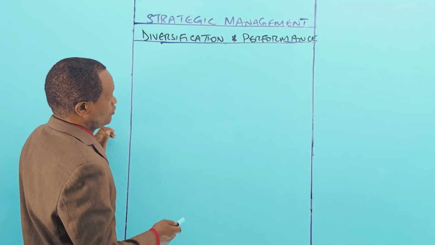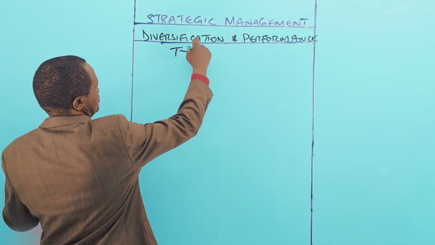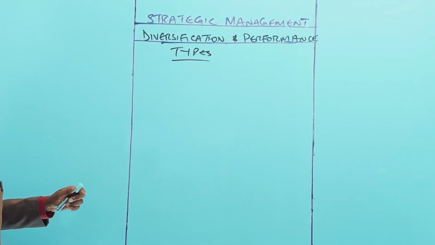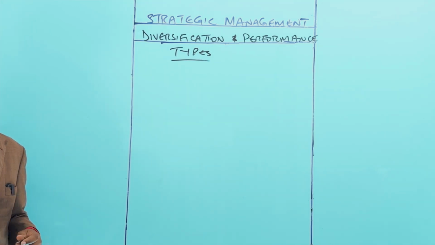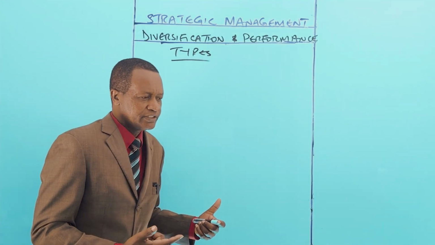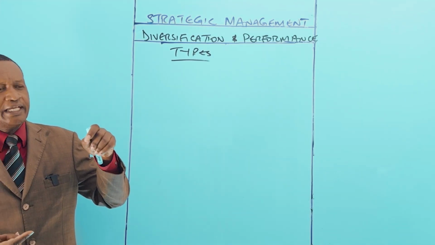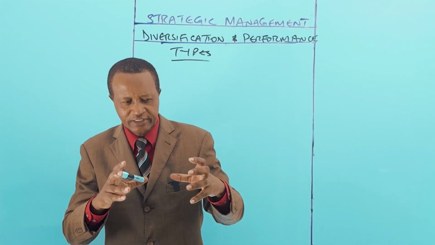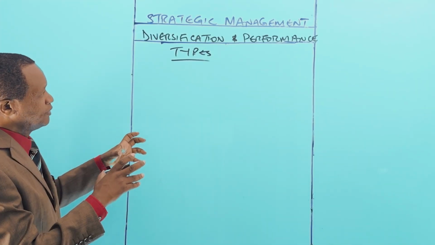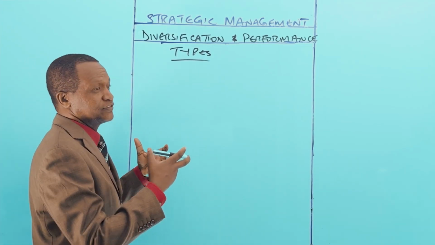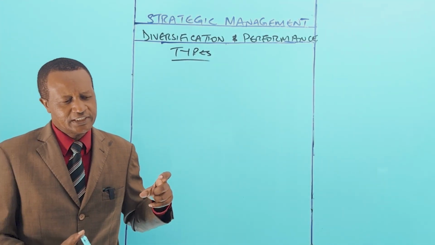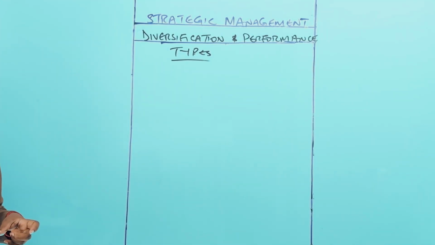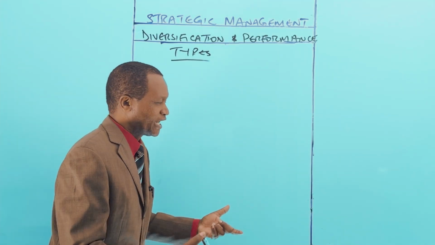So what are the types of diversification? Diversification strategies are classified based on how the new business fits with the existing one. If you are to diversify into a new business, how does it fit into the existing business? That is how the diversification is classified. How does the new business fit into the existing business? The choice of strategy directly influences the performance outcomes. That's what we've said.